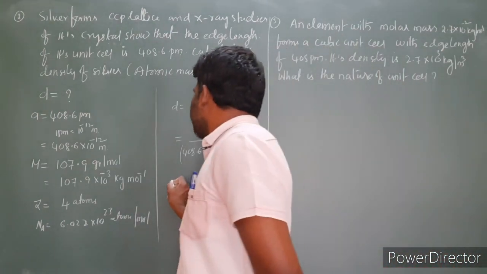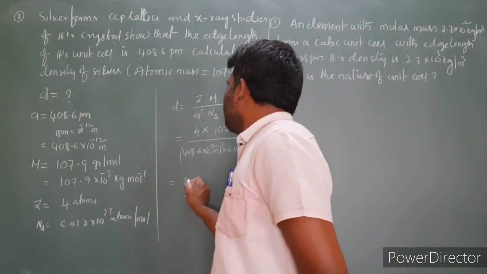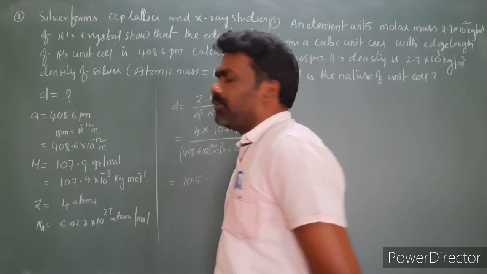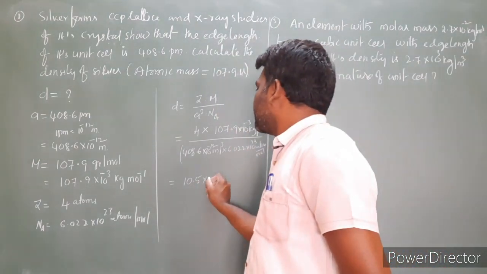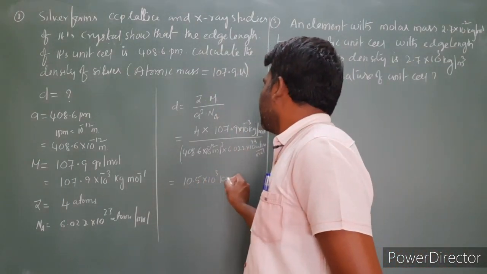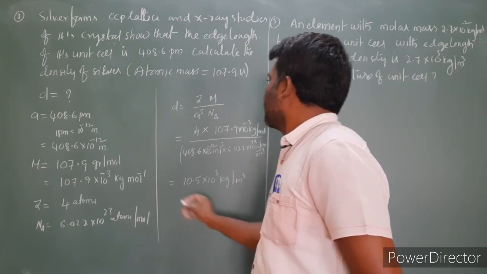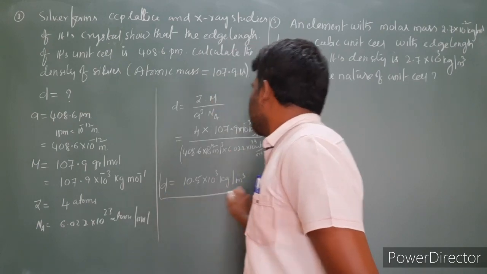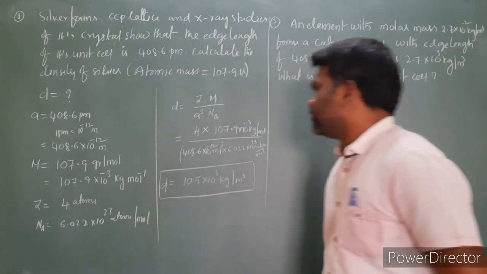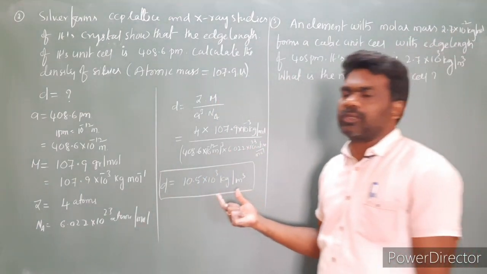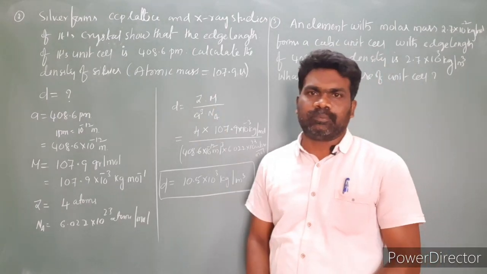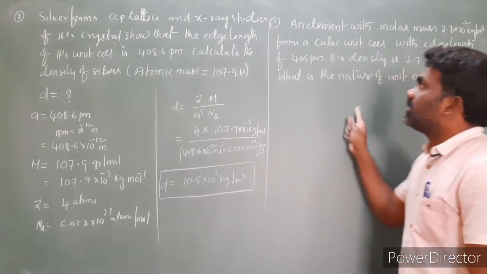So upon simplification you will get 10.5 into 10 power 3 kg per meter cube. So this is the density. So density is equal to 10.5 into 10 power 3 kg per meter cube. This is the second problem. Next, look at the problem number 3.